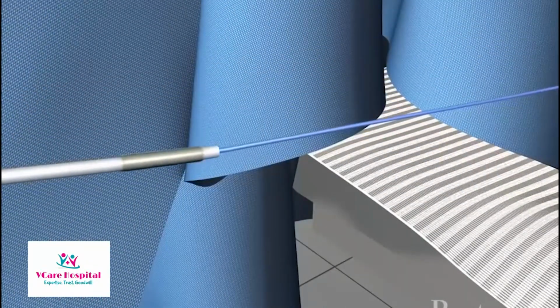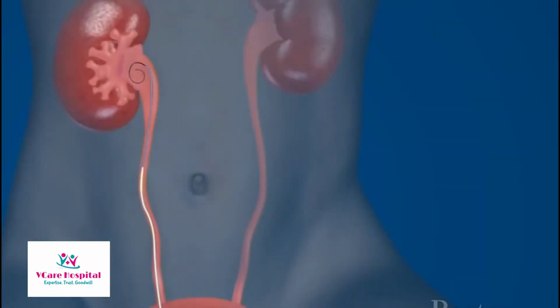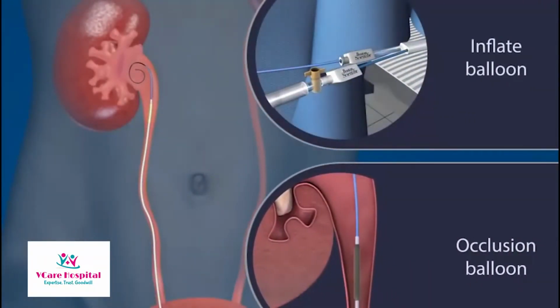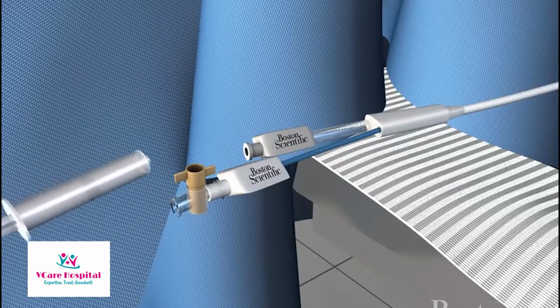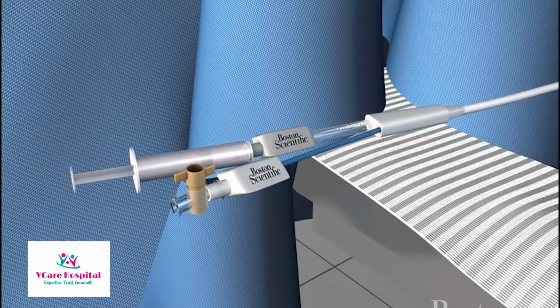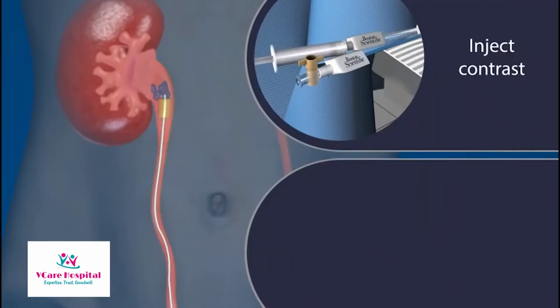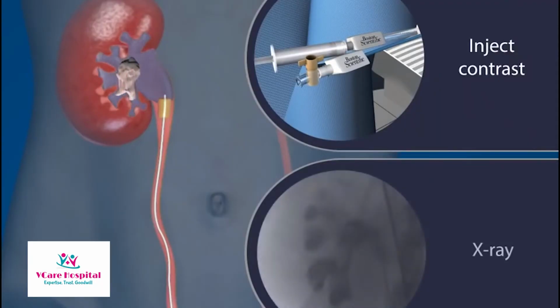Slide the occlusion balloon over the guide wire up to the ureteropelvic junction. Inflate the balloon through the luer lock connector. Remove the guide wire. Inject contrast material to confirm the location of the balloon and its occlusion of the ureter.